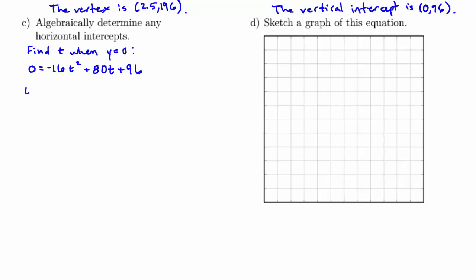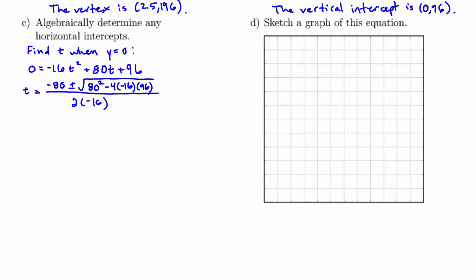Using the quadratic formula to solve for t, we'll see that t is equal to, and I'll draw this fraction, in that numerator I'm going to have the opposite of b, which is negative 80, plus or minus the square root, and inside there I need b squared minus 4ac, so I'm going to take 80 squared minus 4 times negative 16 times 96. And that is all divided by 2a, which is 2 times negative 16.